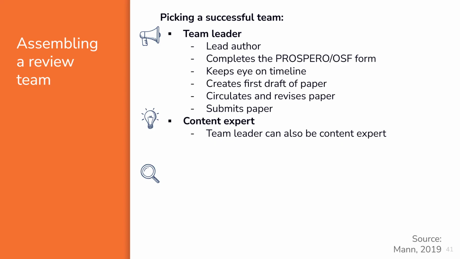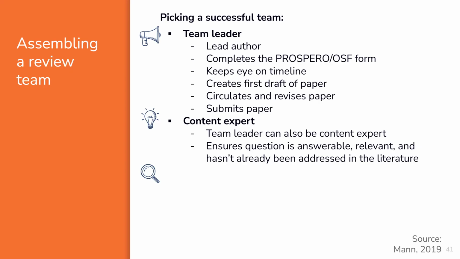So, if you were a single author and you're writing a systematic or scoping review, note that this may be acceptable for a course assignment or for your comprehensive exams. You will not be able to publish it as a single author. You need to have at least 2 authors on a team. The content expert ensures that the research question is answerable, relevant, and hasn't already been addressed in the literature. The content expert is often the second author on the article and essentially does the same work as the team leader, but in a supporting role.